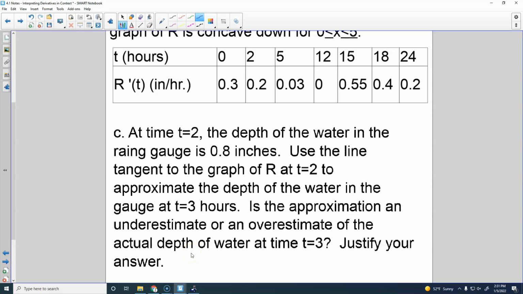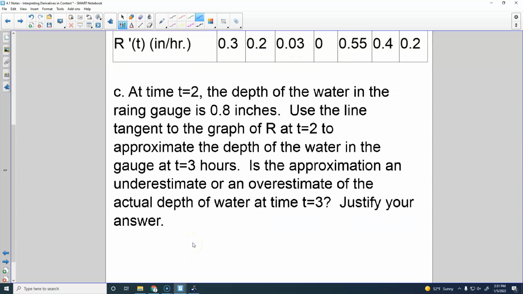Okay, so we don't know the equation of R, right? They have not given us the equation of R, but if we picture that we have some sort of equation R here, and we know at time t equals 2 that we've got this tangent line. If we use that to approximate at 3, it's not going to be the exact thing, but it might be close. It's as close as we can get with the information that we've got here.